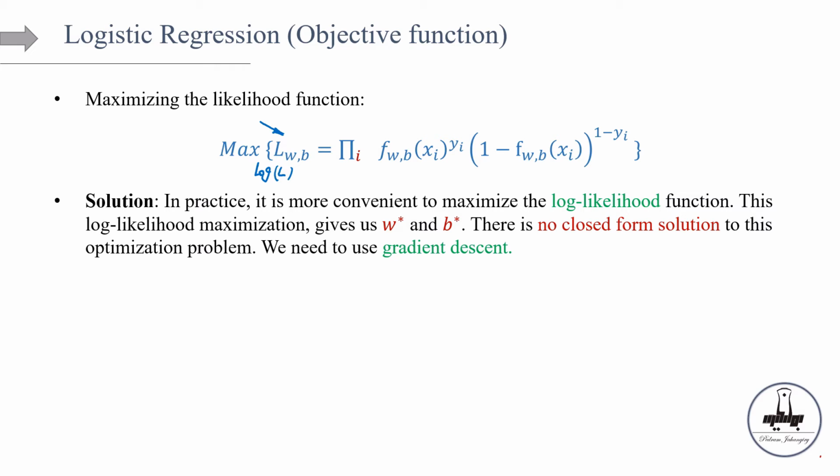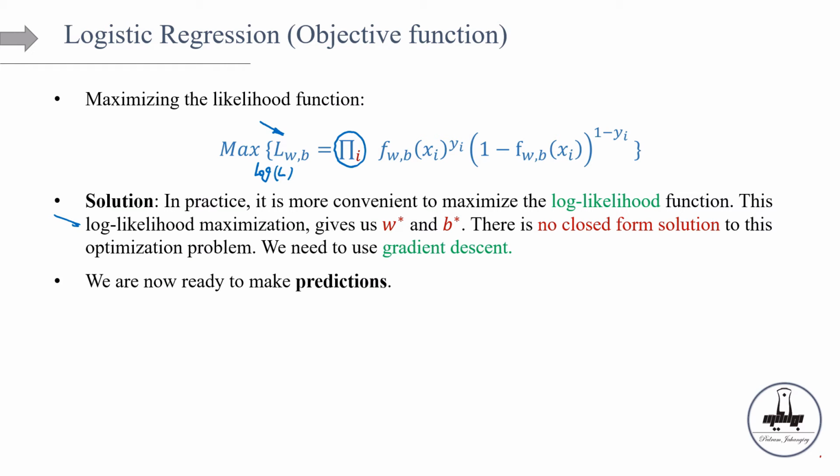if I take log of the right-hand side, this multiplier operator is going to become a summation operator, right? So now we are going to add these probabilities to each other. And in order to find a solution, it is a lot more convenient and easier for the computer to work through iteration and find the optimal values W star and B star. So this log likelihood maximization is going to give us W star and B star. And as you can see, unfortunately, there is no closed form solution to this optimization problem. And we have to use our gradient descent solvers, right? Gradient descent and its family, the ones that we already discussed in the previous parts.